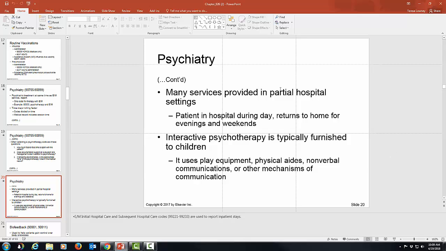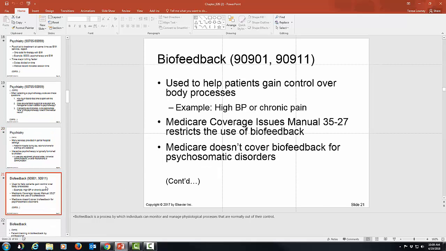Many services are provided in partial hospital settings. The patient can be in the hospital during the day, return home at night. Or we can have interactive psychotherapy for children. We're using play equipment, physical aids, art, music, those kinds of things.